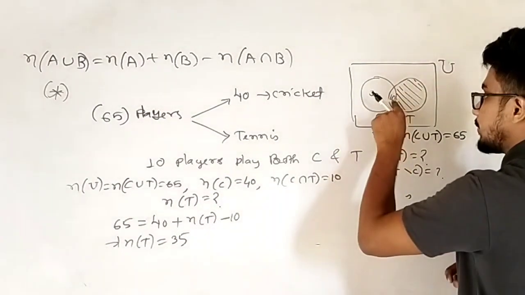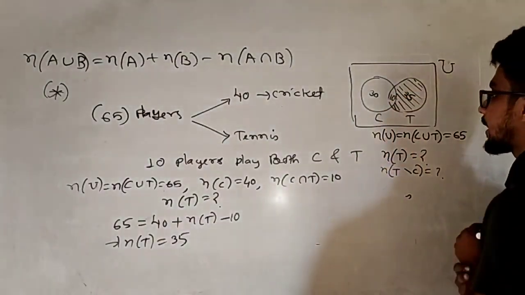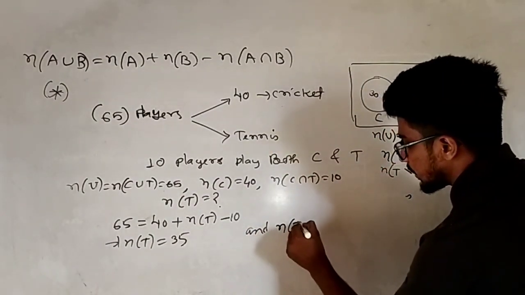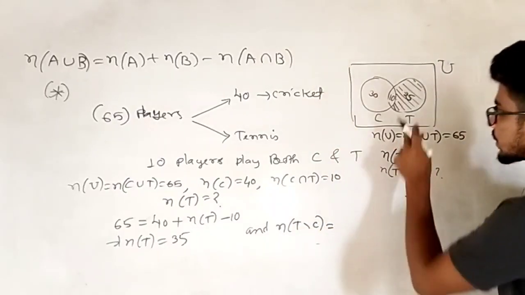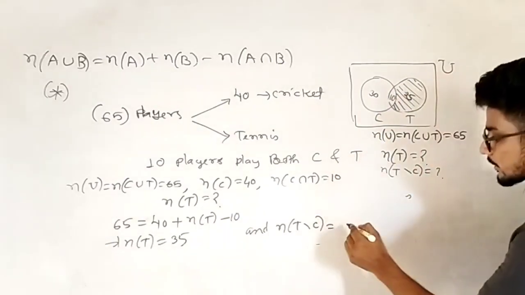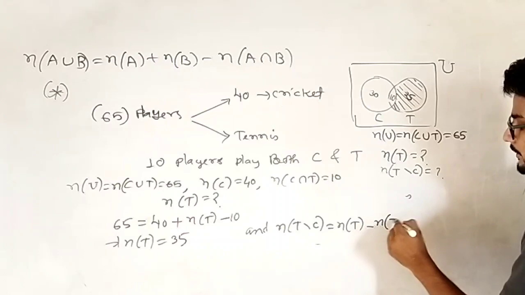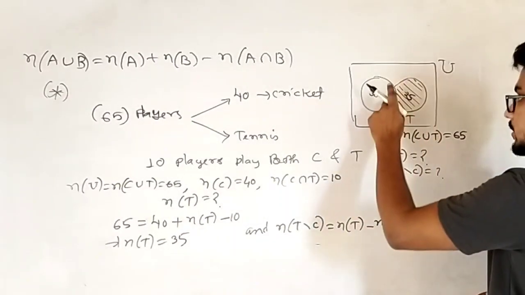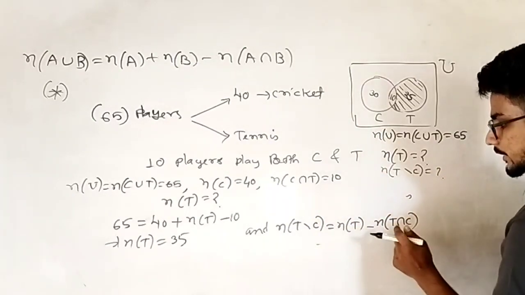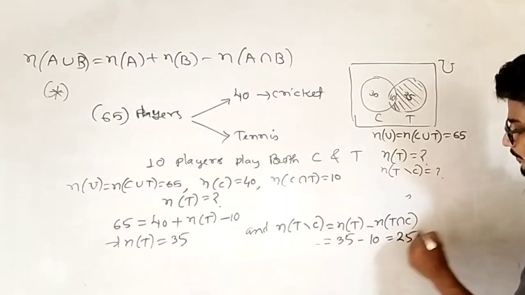Since 10 players already play both, the number who play only tennis will be 25. That is T minus C, and the number of T difference C is 25. How did we find it? We find it by subtracting the intersection part from the whole set T. That means 35 minus 10 equals 25.